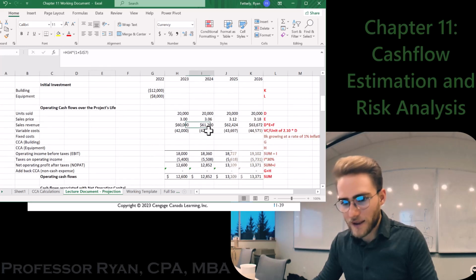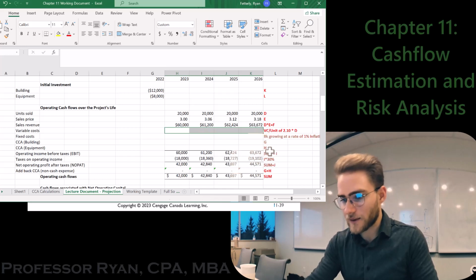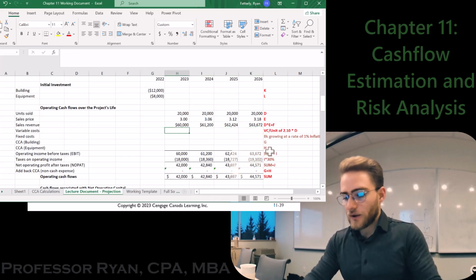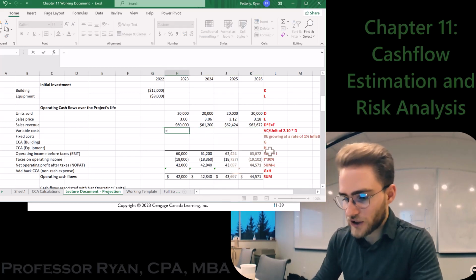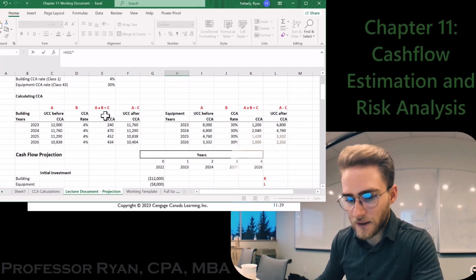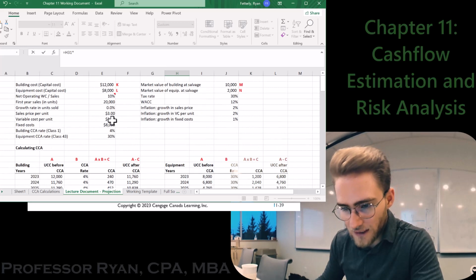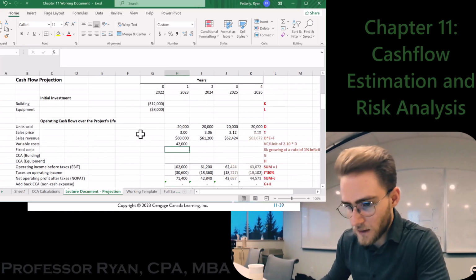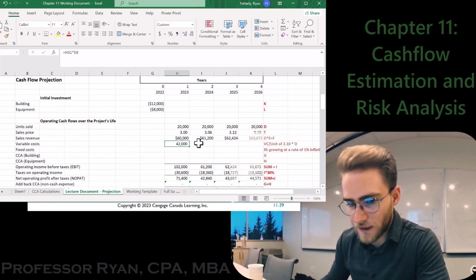I don't think I actually meant to have this filled out. So I'll get rid of this and we'll just do it together. It was $2.10 per unit. So I just go the number of units multiplied by the $2.10 that I have up here. Good. And then that gets me $42,000.